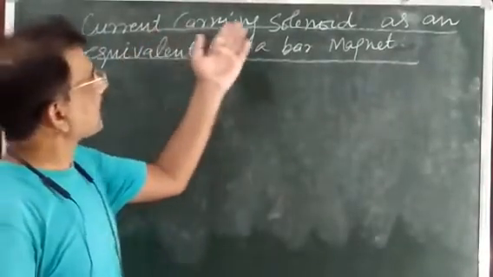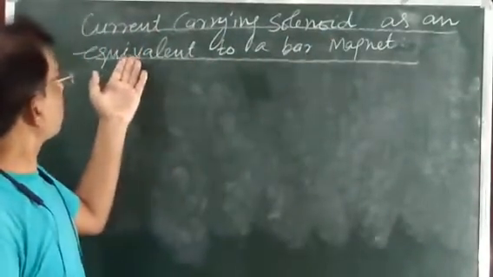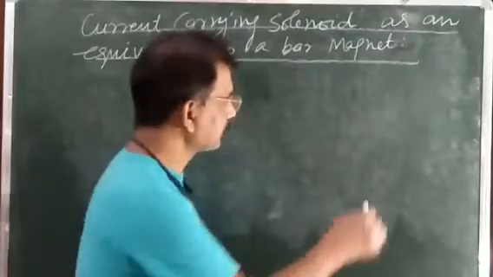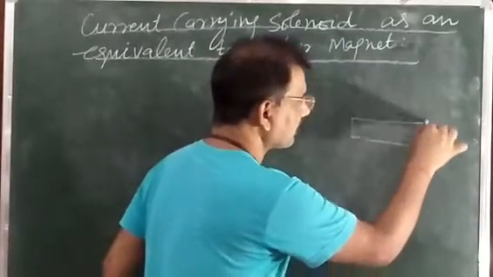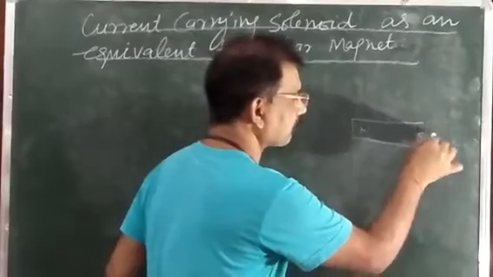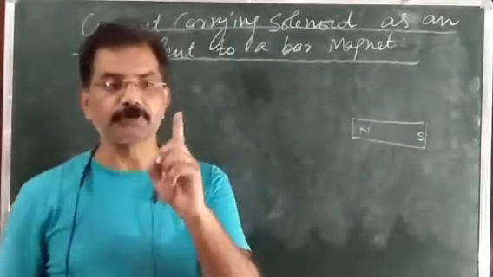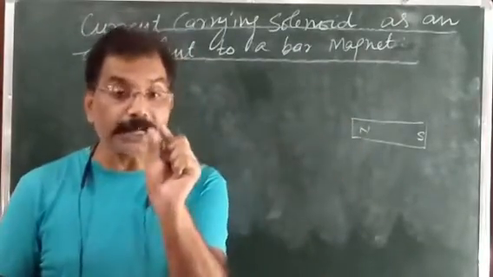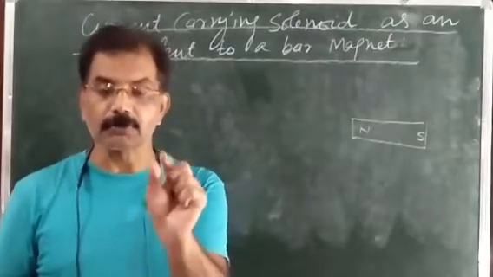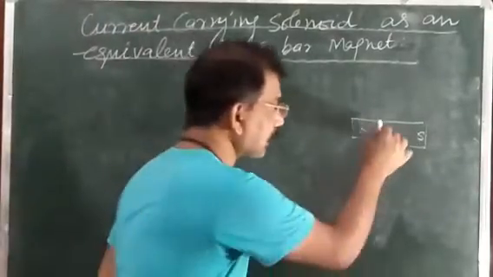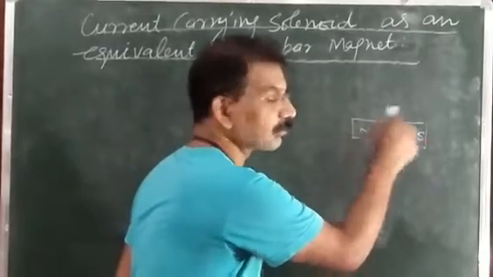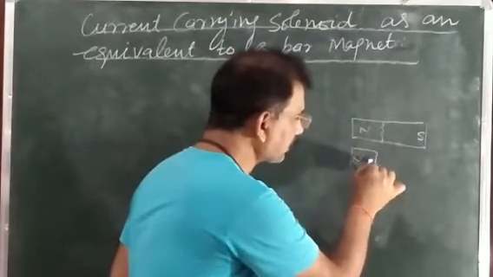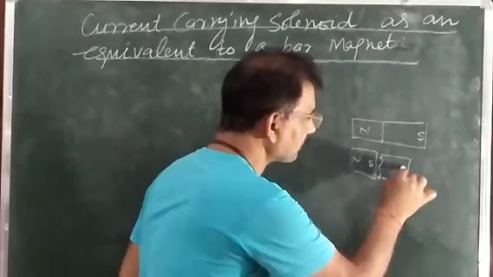Now the next topic is the current carrying solenoid as an equivalent to a bar magnet. We will take a bar magnet. In any bar magnet like this one, suppose one is the north pole and the other is the south pole. A magnet always possesses two poles, north and south. Even if the magnet is broken down to an atom, that atom also always possesses north and south poles. Don't think that if we break it from here, north will separate and south will separate, no. Wherever it breaks, suppose you broke here at the north, then this becomes south, and for this one, this is south and this one is north.